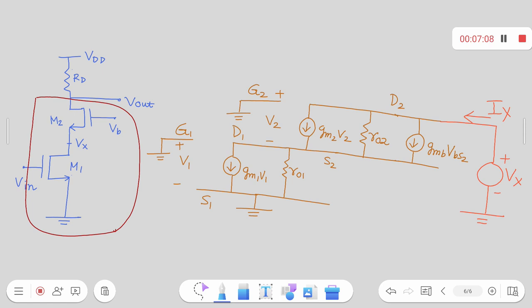Now before doing that, let's try to identify what is your VBS2. What is that VBS2 here? VS2. If I just observe this one, you have two voltage dependent current sources, gm VGS and gmb VBS. So gm2 V2, why V2? It is basically the VGS2. And what about this VBS2? What is VS2 here? Try to identify what is VS2. The potential at the source terminal 2, source 2. What is that?